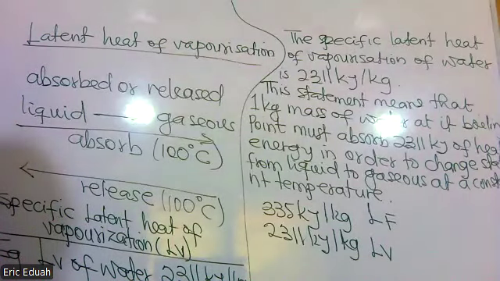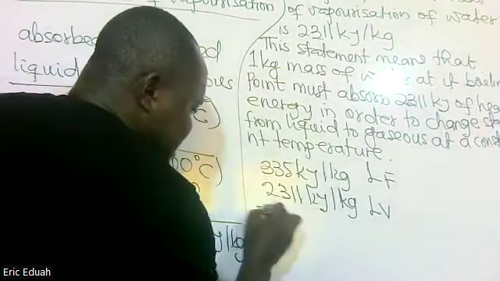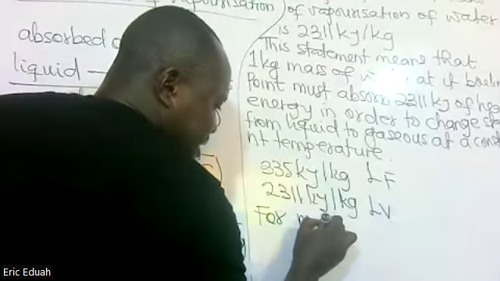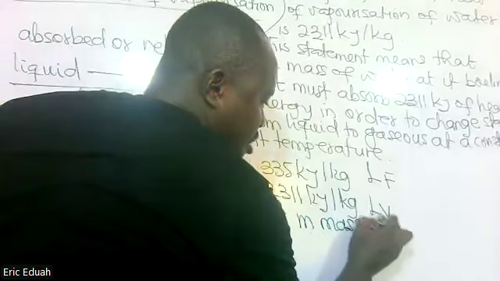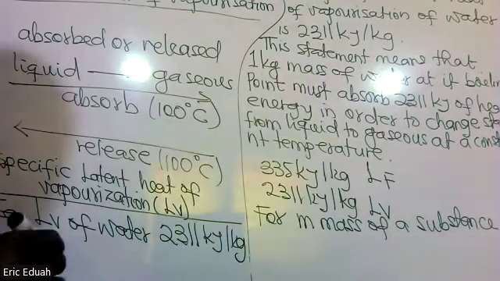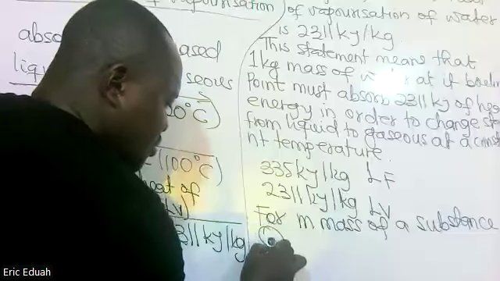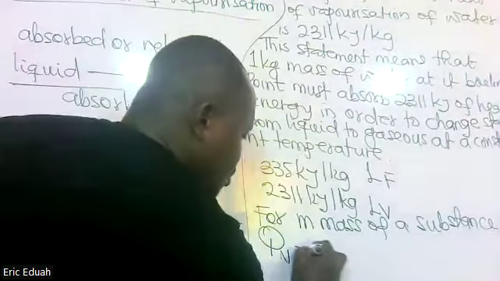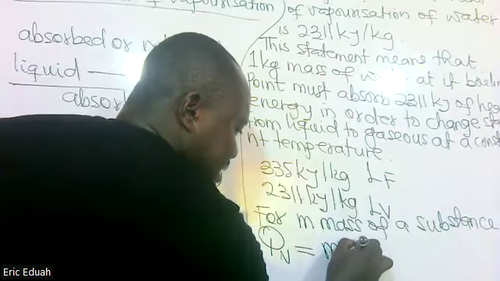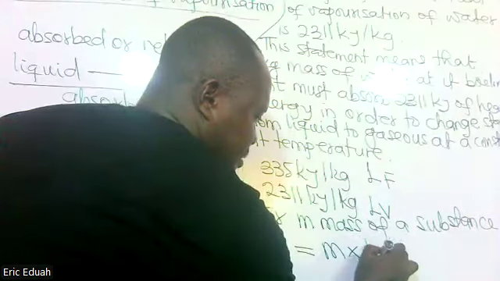Okay, so that's thermal energy for M. For M mass of a substance, the quantity of heat energy that must be absorbed in order to change the state from liquid to vapor is equal to Q_V, equal to the mass M times the value for each kilogram mass, L_V.